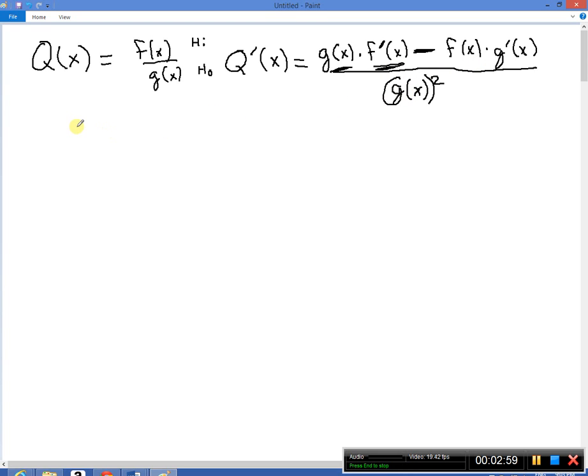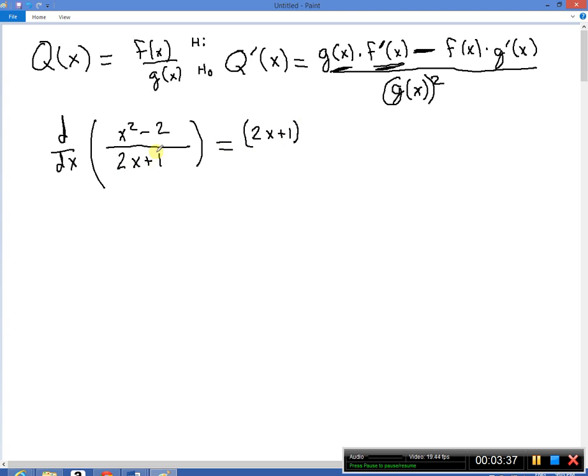All right, so let's look at an example of this, and this isn't a bad one to look at. Suppose that you want the derivative with respect to x of this quotient, x squared minus 2 divided by 2x plus 1. Okay, well, it's a quotient, so we can use the quotient rule. So we just start with the denominator, 2x plus 1. And then what you should do is always have parentheses around that denominator because it's usually a complicated expression.